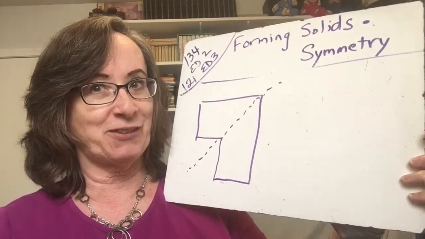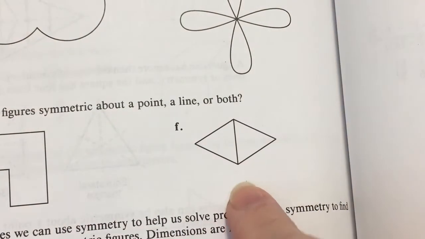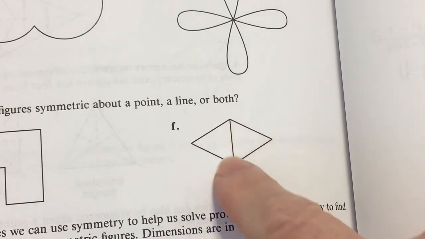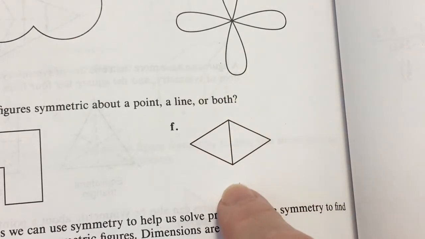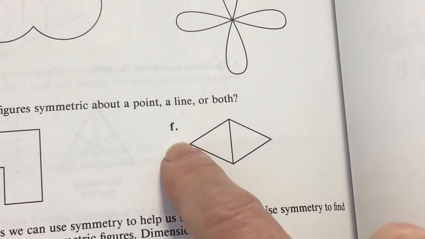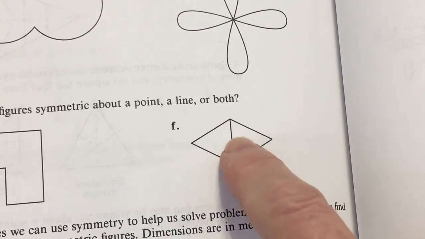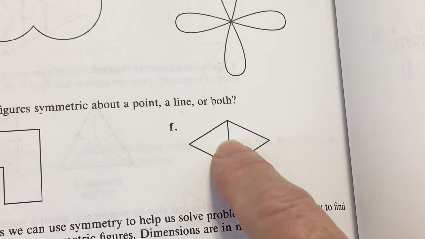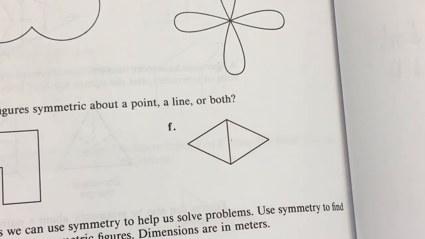Let's look at the next figure. What about this figure right here? We've got two triangles. They look like equilateral triangles put together. Wouldn't this be a line of symmetry? And wouldn't this be a line of symmetry? And guess what? Where the two lines intersect, there's a point, and that would be a point of symmetry.